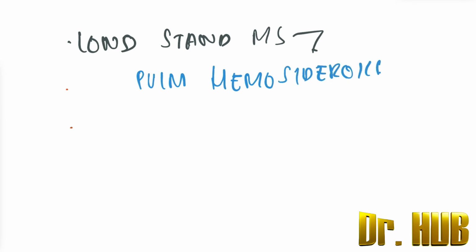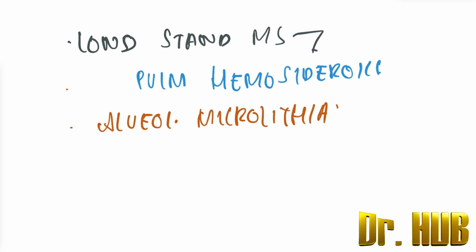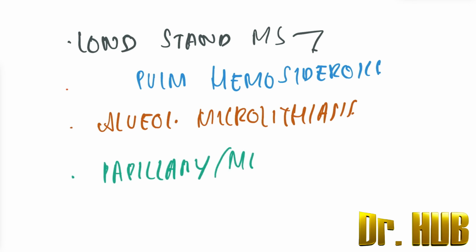And next is the presence of alveolar microlithiasis. So in this case also, there is a cause of the miliary shadow. And then there is papillary as well as medullary carcinoma of the thyroid.